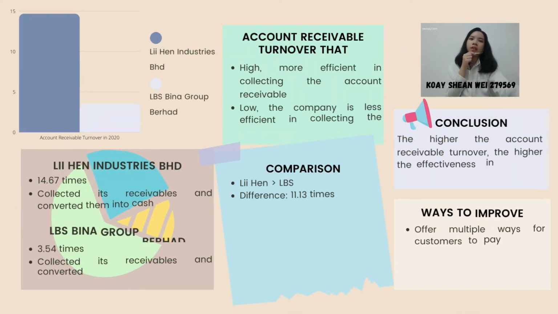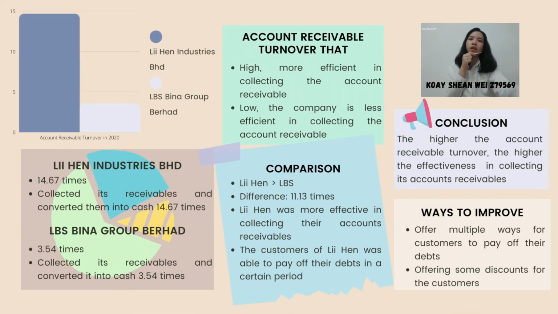Li-Han Industry Berhad collected its receivables and converted them into cash 14.67 times, compared with LBS Bina Group Berhad, which had only 3.54 times. In comparison, the accounts receivable turnover for Li-Han Industry Berhad was higher than LBS Bina Group Berhad. This means that Li-Han Industry Berhad was more effective in collecting its accounts receivables, and its customers were able to pay off their debts in a certain period. In conclusion, the higher the accounts receivable turnover, the higher the effectiveness of the company in collecting its accounts receivables.